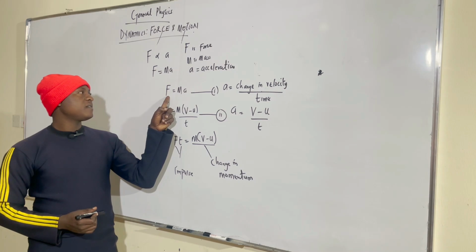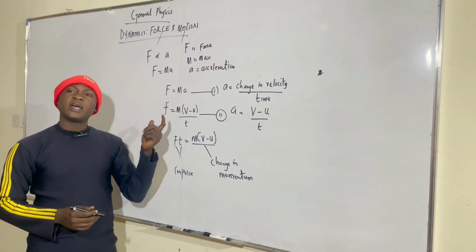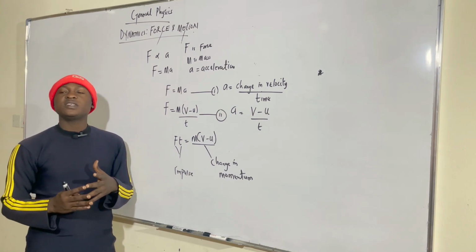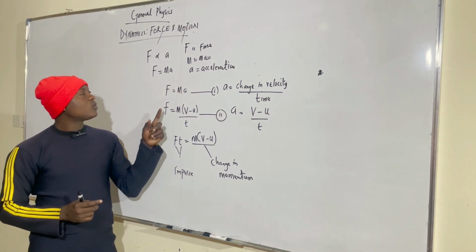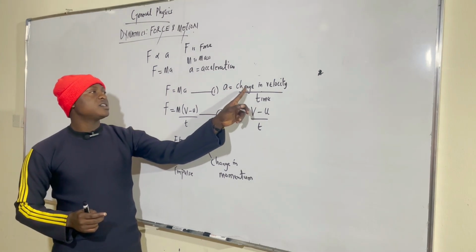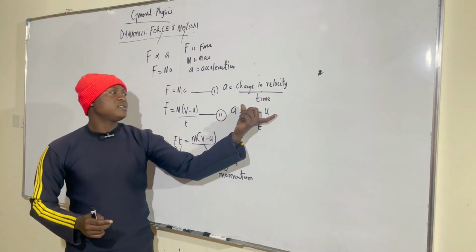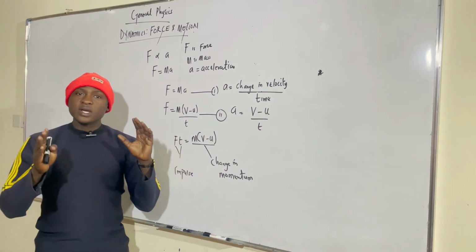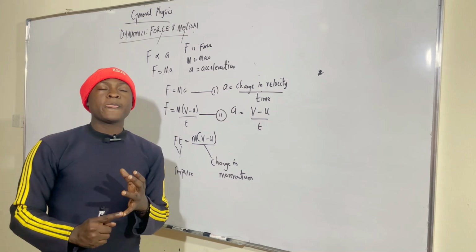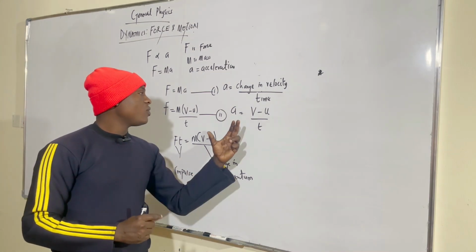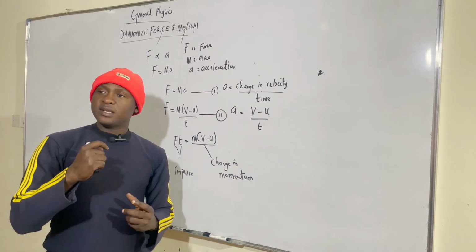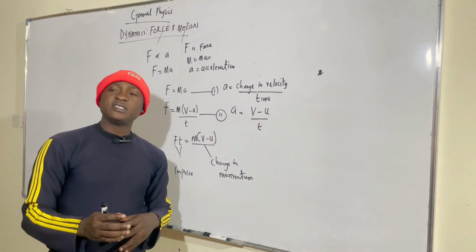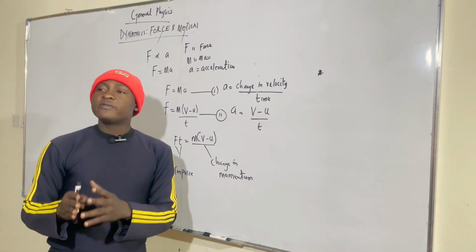The first one, we have F is equal to ma. This can be applied when we have to find the force or the mass or the acceleration. We can make any of the three the subject of the formula. For the second one, we know that acceleration is a change in velocity over time, so a is equal to v minus u over t. I broke it down yesterday: a is acceleration, v is the final velocity, u is the initial velocity, and t is the time taken for the object or body to move from one point to another.